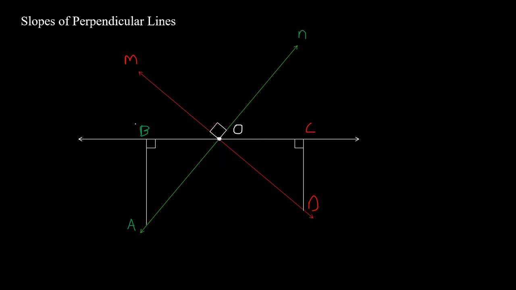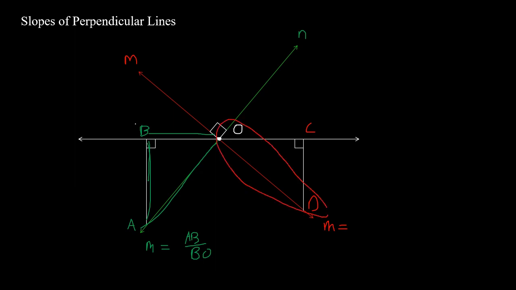All right, so what exactly is the slope of the green line? We just said it's equal to the slope of AO. And what is the slope of AO? Well, it's going to be rise over run, so that's going to be AB over BO. Rise over run. And same thing for the red line. The slope of the red line is going to be equal to the slope of DO, as we said earlier. And what is that going to be? Well, that's going to be rise over run.